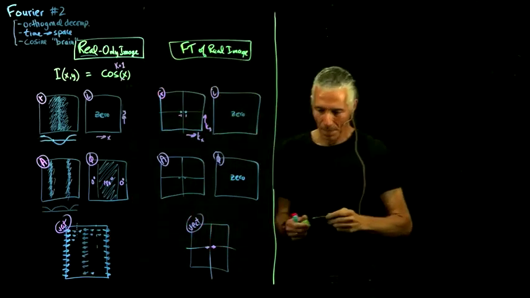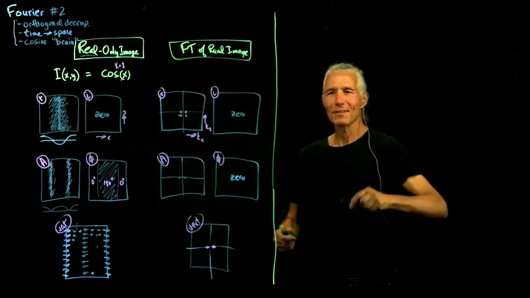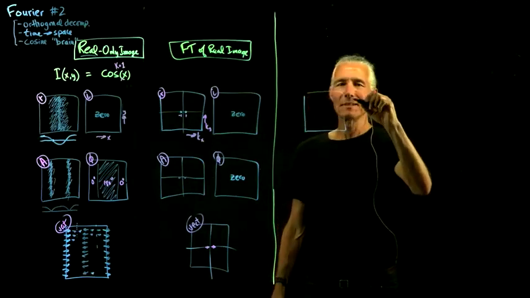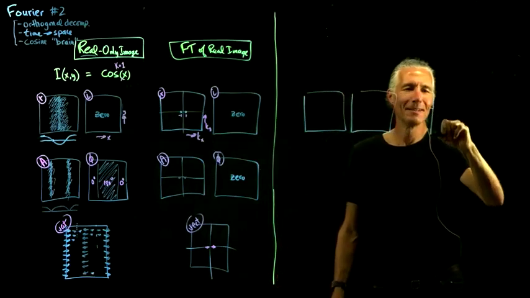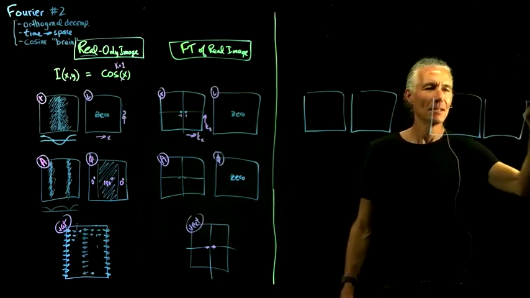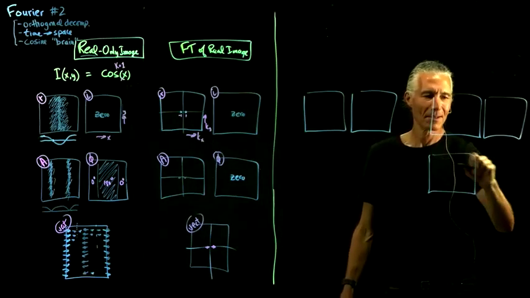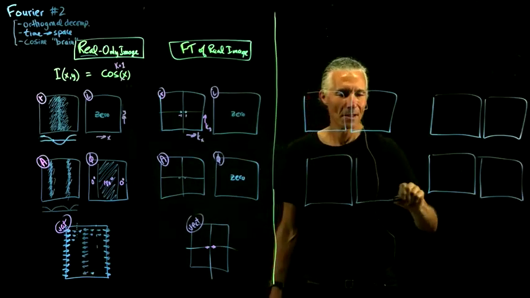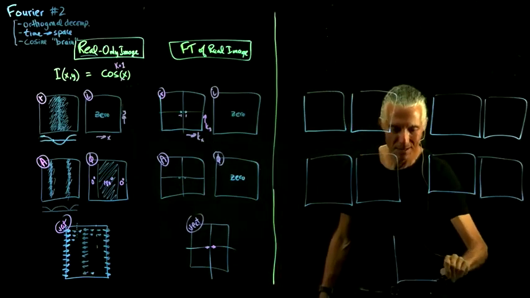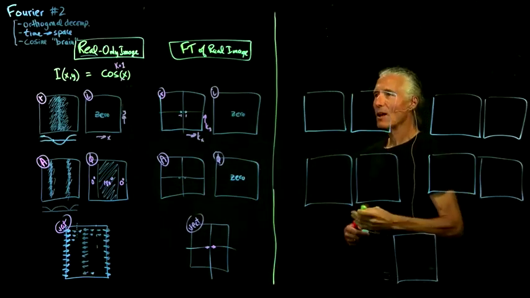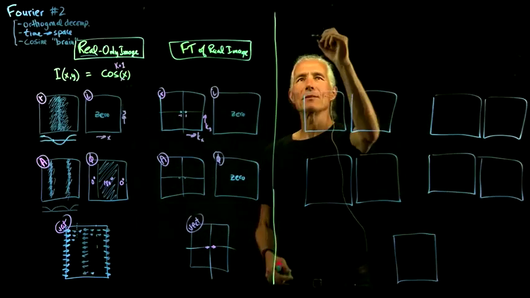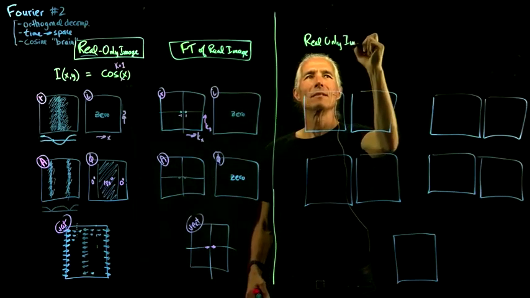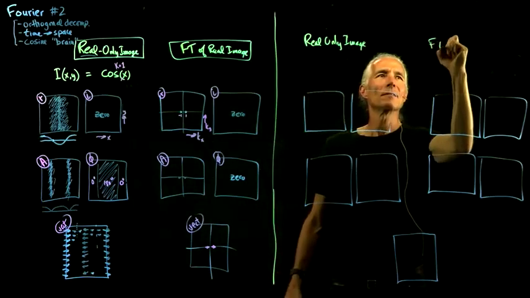So now let's do the same thing. So we need 10 more squares. So 10 more squares here. And we'll just do one little tweak, which is just to offset our brane a little bit. So here's a real only image, and here's FT of it.